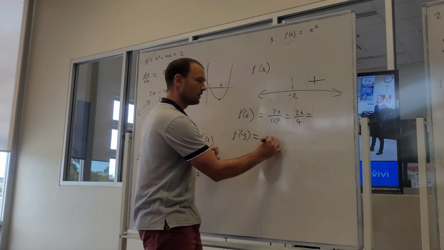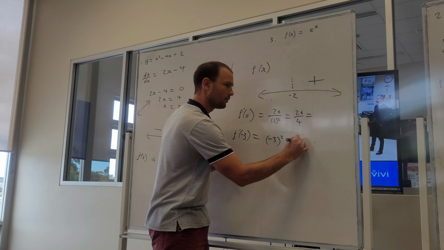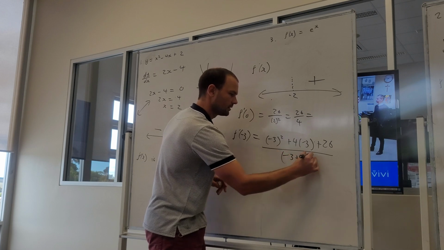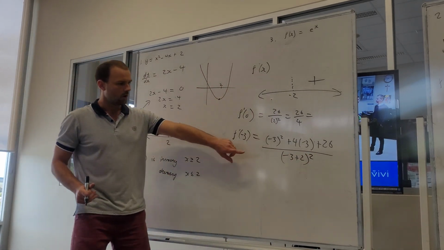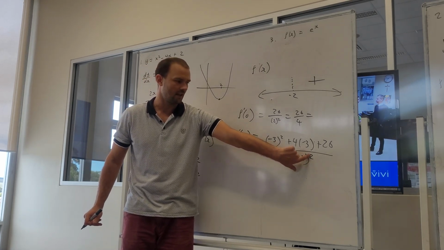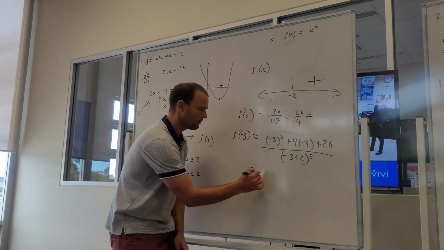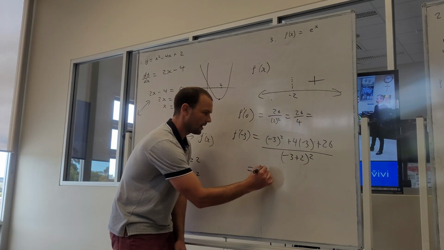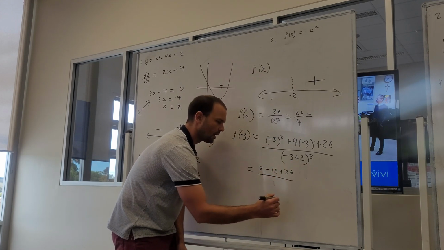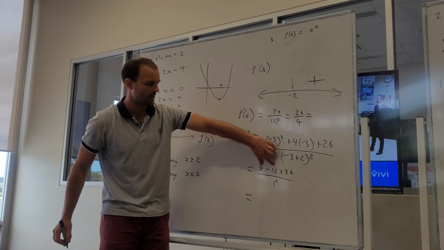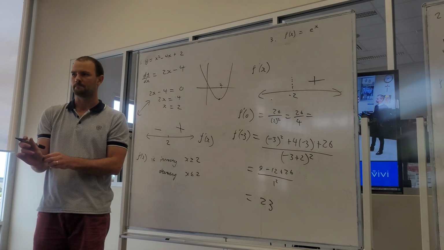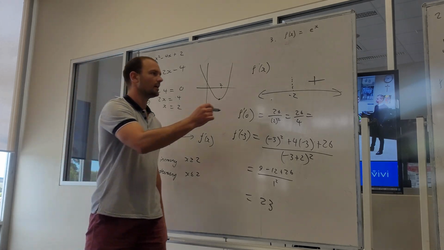Here's the derivative function. Minus 3 squared plus 4 times minus 3 plus 26 on minus 3 plus 2 squared. Okay, now at the bottom here, it doesn't matter what our value is. This is always going to be positive because it's squared. So we don't really need to consider the bottom. We know that the bottom is going to be positive. But I'm going to evaluate it normally anyway. I'm going to have 9, take 12 plus 26 on 1. What have we got? Minus 3, we've got 23. Okay, and again, what you can see is it's positive.